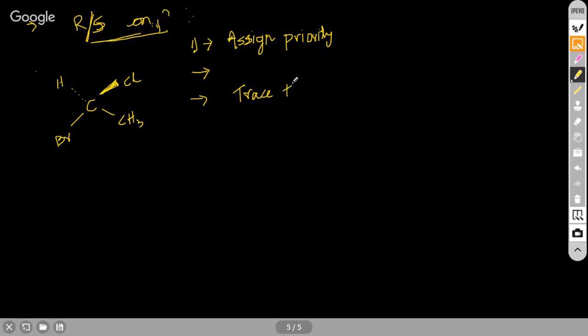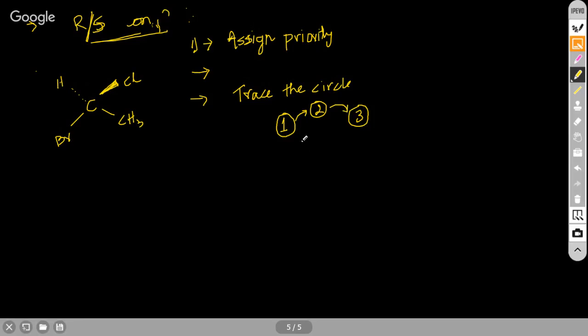Trace the circle, you write down. Trace the circle. And how do we trace the circle? We have to go from first priority group to the third priority group. First to third via 2. Right? First to third via 2. We have to complete the circle like this.